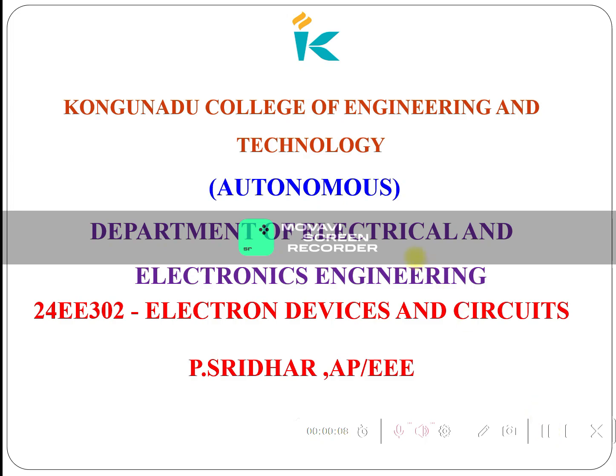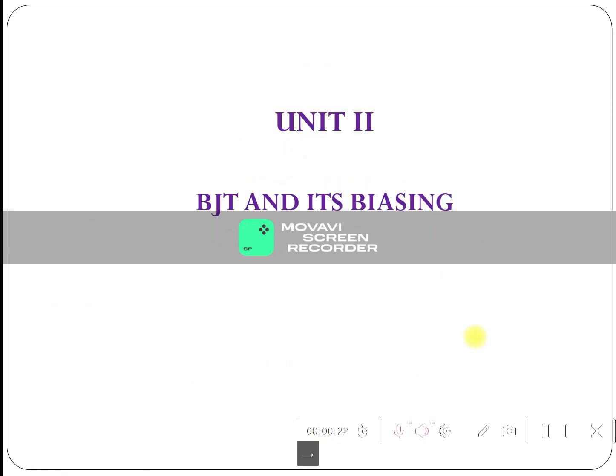Ponganadu College of Engineering and Technology, Department of Electrical and Electronics Engineering, subject code 24EE302, subject name Electron Devices and Circuits. Unit 2: BJT and its biasing.